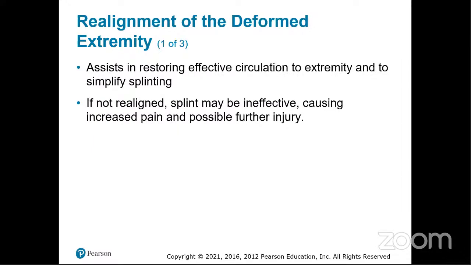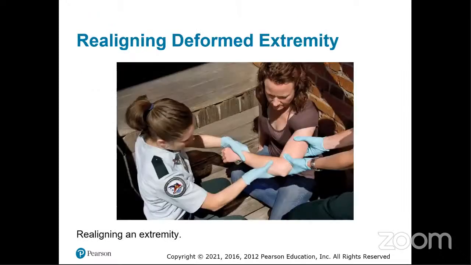So realignment of an extremity: assess and restore effective circulation to the extremity and to the splint, and to simplify splinting. So what that means is, we'll touch this next part, and the next slide goes over it. If not realigned, splinting may be difficult or ineffective, causing increased pain and possible further injury. That being said, we're going to here. So that's your nurse's elbow that they're trying to reset right there.